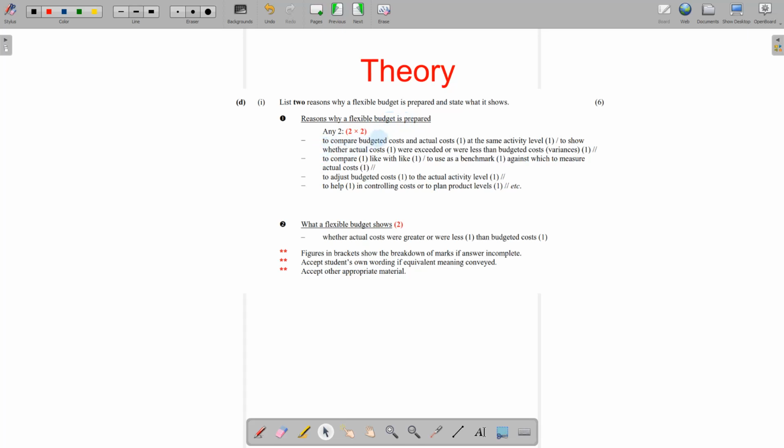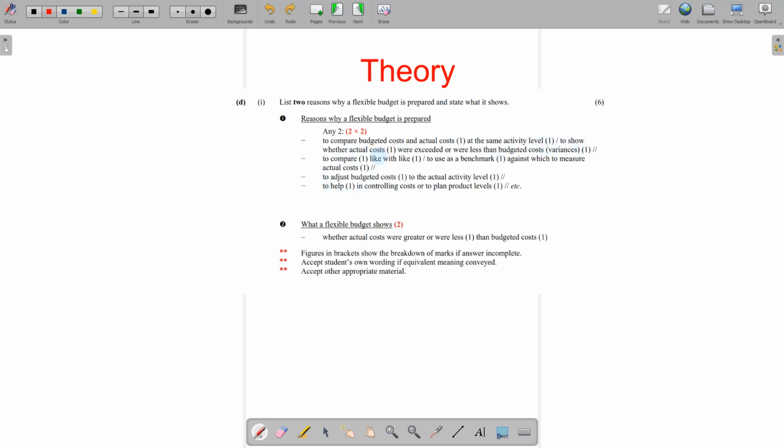So you could say to compare budgeted costs and actual costs. So that gives you 1 mark at the same activity level, which gives you another mark. So what that's saying there is that you have to say compare budgeted versus actual, and you also have to take into account that they have to be the same activity. So obviously you can't compare if your budgeted cost is only for 20,000 units, but your actual costs are 50,000 units. You would have to adjust the budget costs to read 50,000 units. And that's where it means the same level of activity.